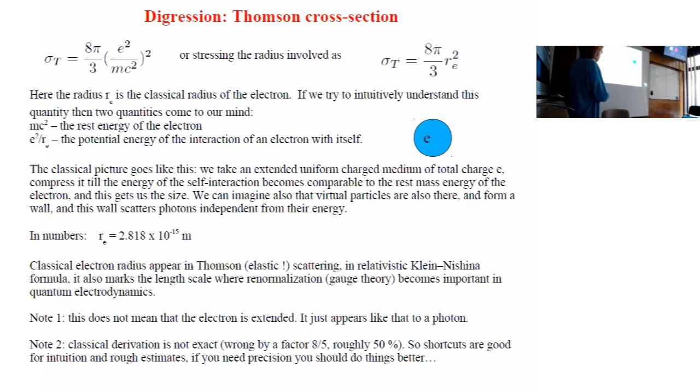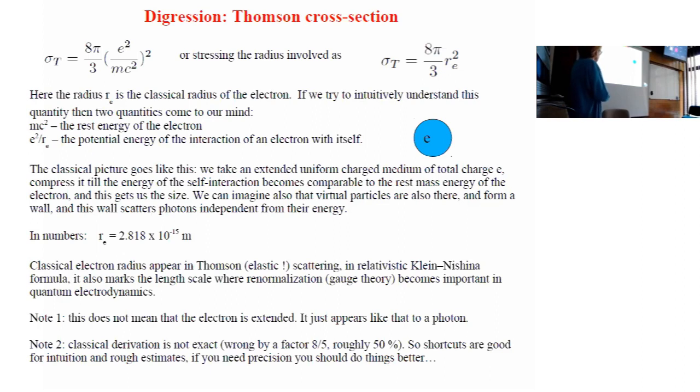From this kind of derivation, you have some problem of error by 50%, but it's not a big problem. As for the value, this classical radius of the electron is 10 to minus 15 meters or 10 to minus 13 centimeters. And this expression for this classical radius appears in many places. For this Thomson cross-section, we will be using that quite a lot. Later, I will also mention the relativistic version, namely the Klein-Nishina cross-section. If you do quantum theory, this is also the length scale where you should do the renormalization or gauge theory, etc.